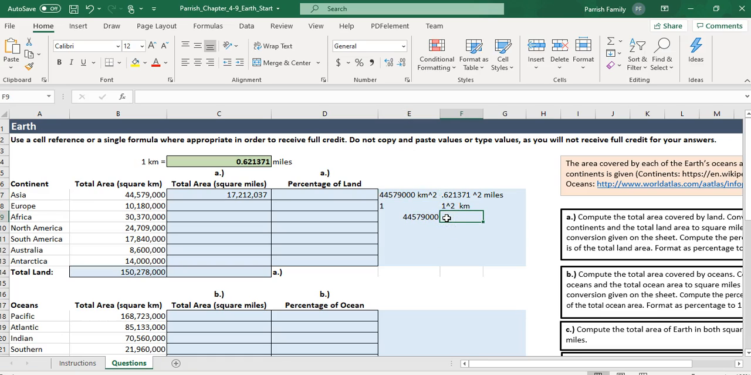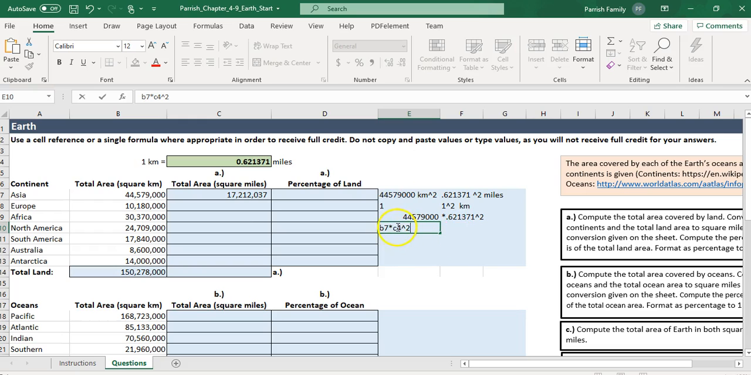And I'm going to end up multiplying it by 0.621371 squared. And that's going to end up giving me my number of square miles. So when we come over here and we fill in our numbers, the 44 million is located in cell B7, and the 0.62 is located in cell C4. And we're going to raise that to the second power.